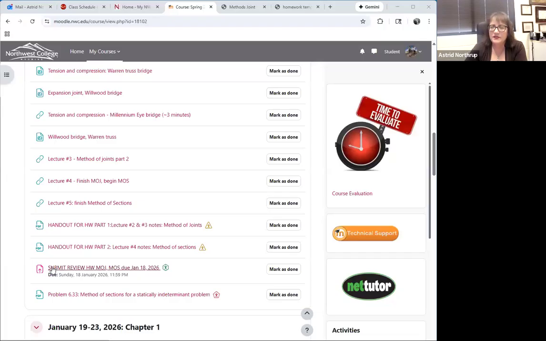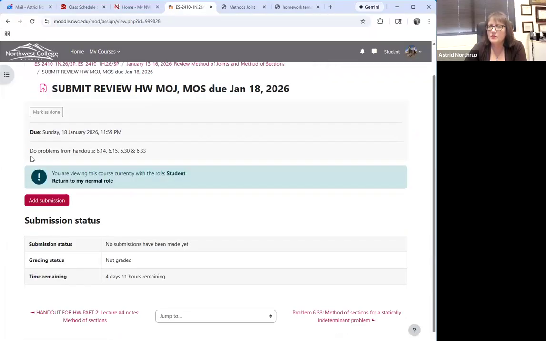Now, when you do your homework, the way that you find out which problems are your homework problems is you come down here to the tab that says Submit Review Homework, Method of Joints, Method of Sections. Okay. And when you open that up, what you'll see is here are the homework problems, 6.14, 6.15, 6.30, and 6.33.